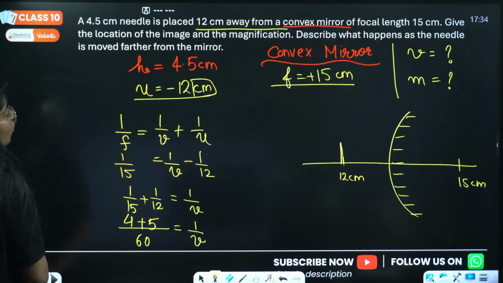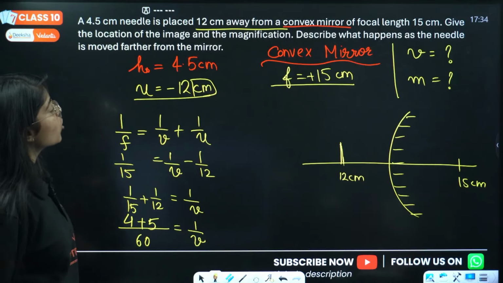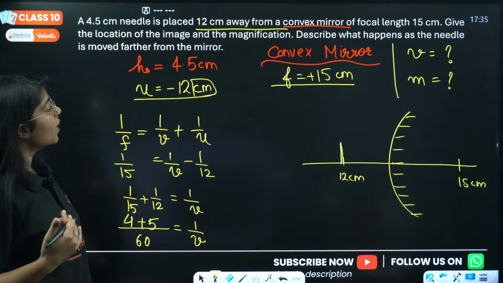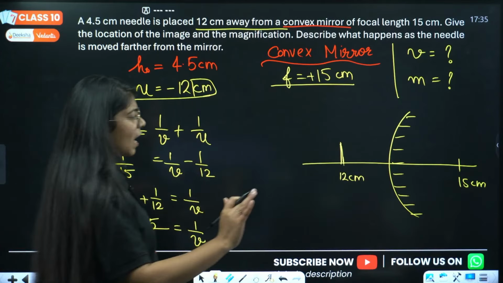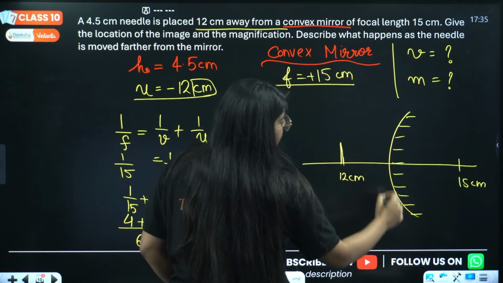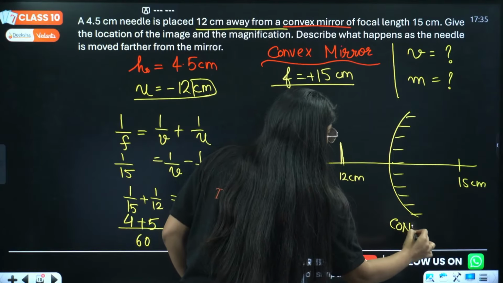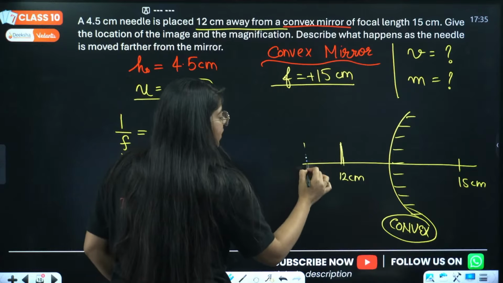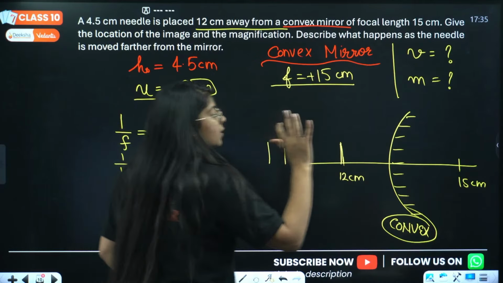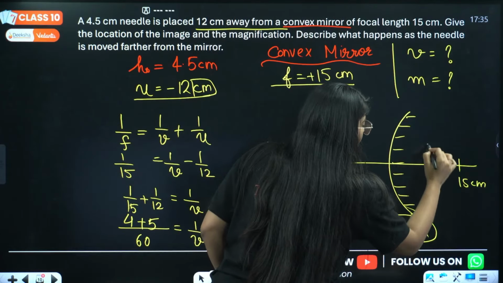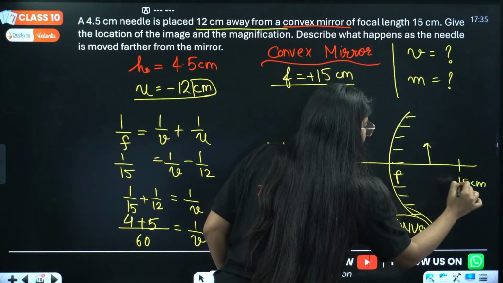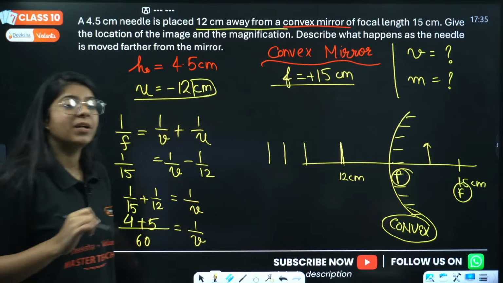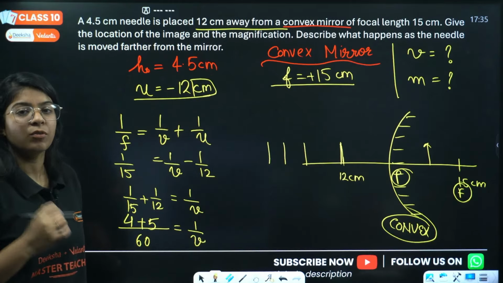Understood? Now we want the answer of one more question. Describe what happens as the needle is moved farther from the mirror. Nothing will happen. See, this is a convex mirror. As we move the needle farther away, the image will still be formed between pole and focus. Always the image will be formed between pole and focus.